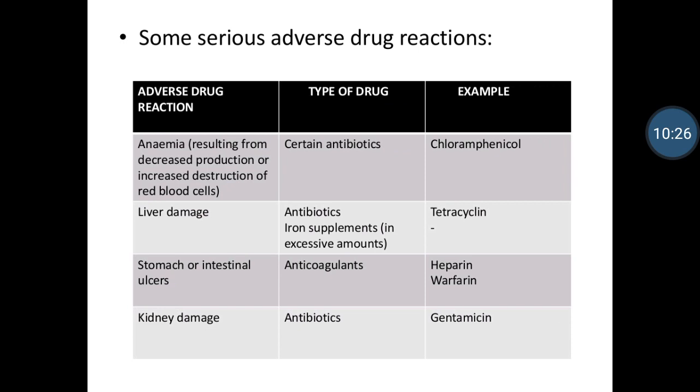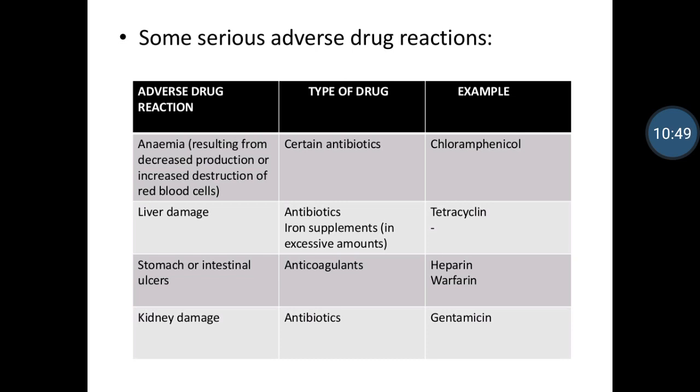Then some serious adverse drug reactions, as we said in the earlier topic on adverse drug reactions. Here we can say adverse drug interactions. How are they produced? They will produce the adverse drug reaction. The first case is known as anemia. Anemia is directly related to the red blood cells.